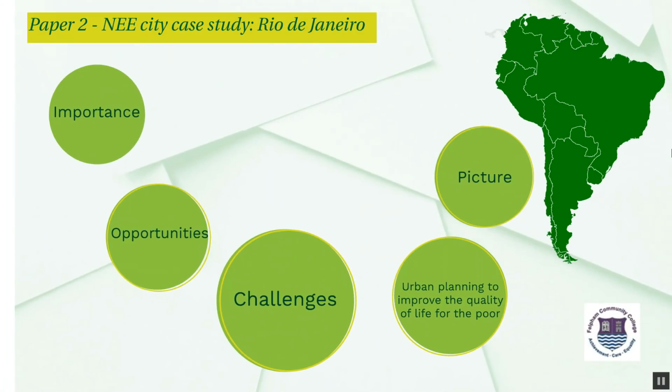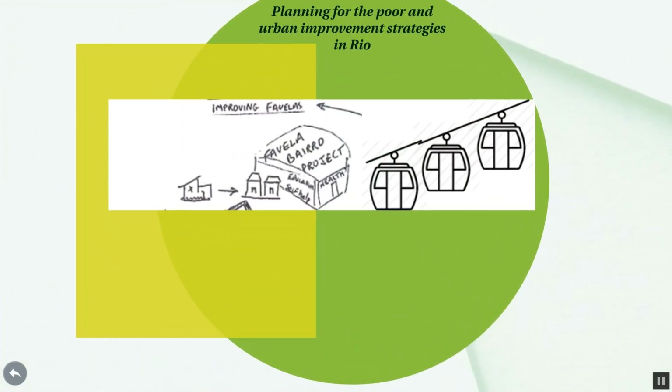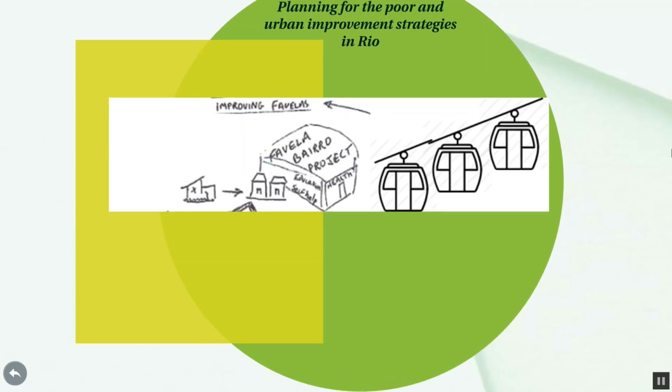If we go on to the next section, you have to be aware of an urban planning scheme which is designed to improve the quality of life for the poor. The one we looked at was known as the Favela Rio project, and this incorporated many different schemes. The first one that we looked at was here, and on the left-hand side we can see an old self-made favela style building which has been improved to more respectable housing standards.